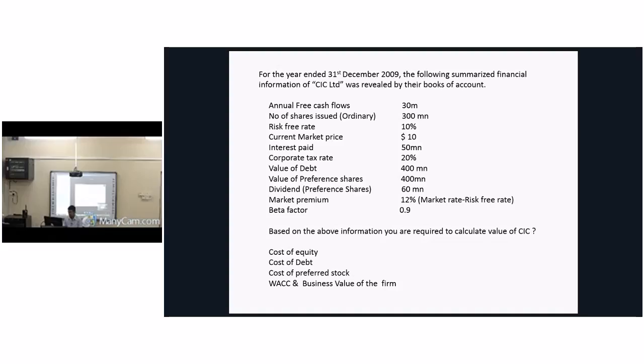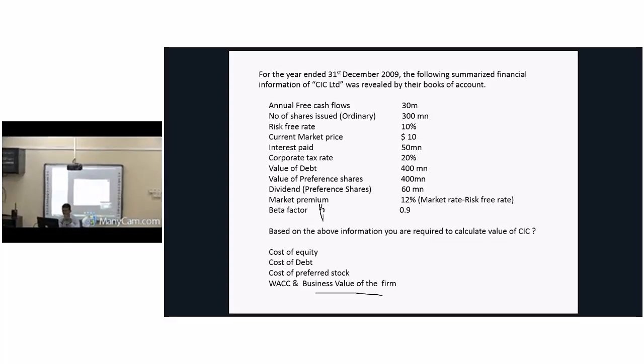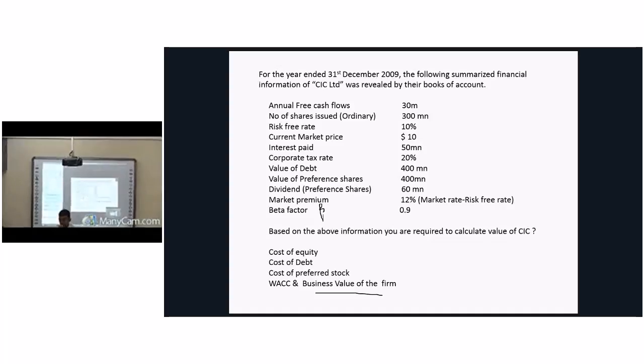I have given the number, that is market rate minus risk-free rate is 12%. Beta factor, all of you know what is beta factor, so this is also 0.9. If that's the case, let's calculate cost of equity, cost of debt, cost of preference shares. Then you calculate the weighted average cost of capital and use it to find the value of the firm. So let's start with cost of equity.